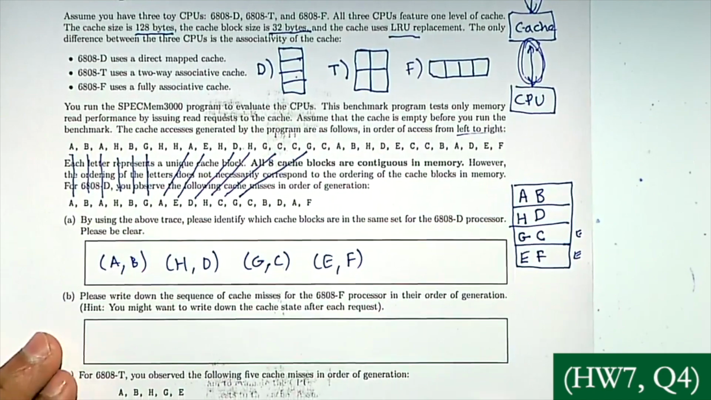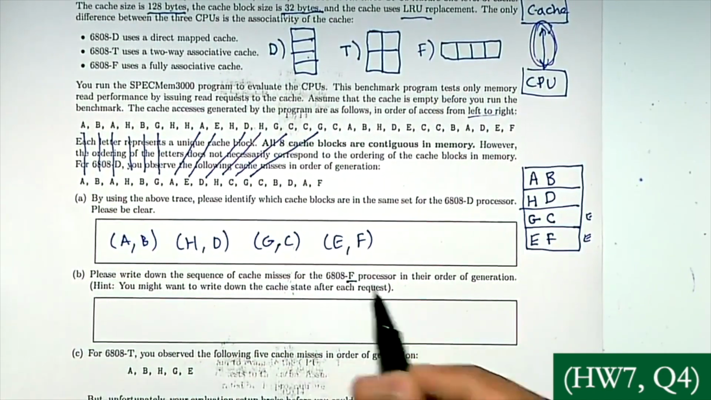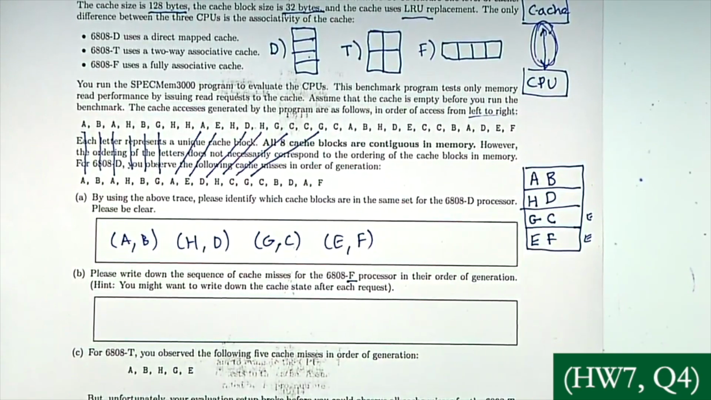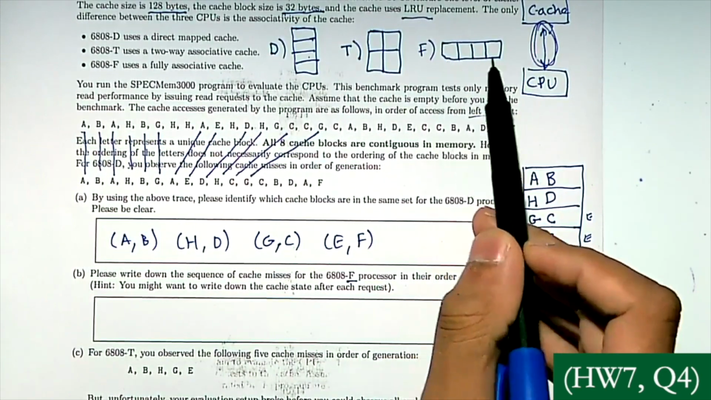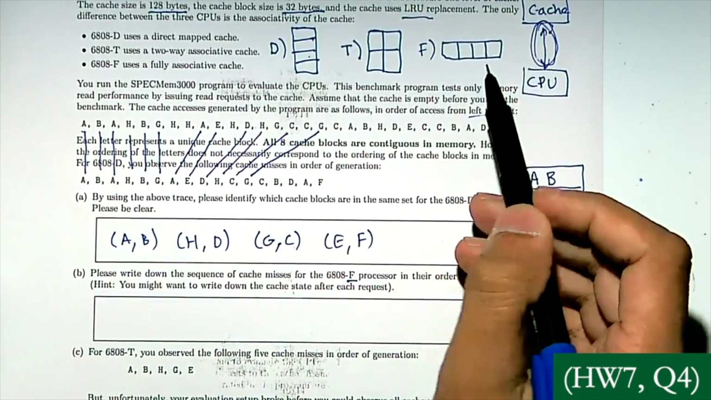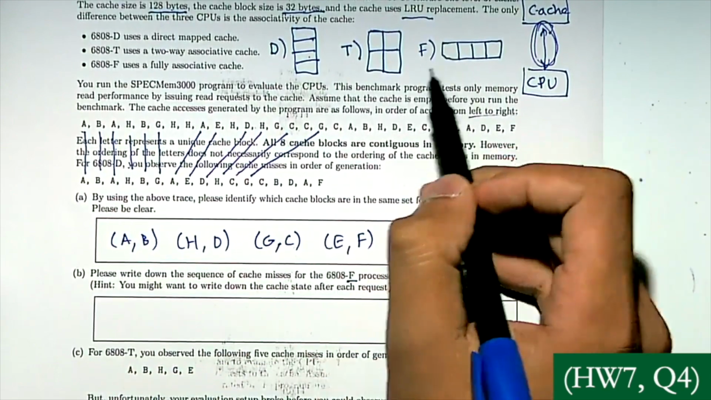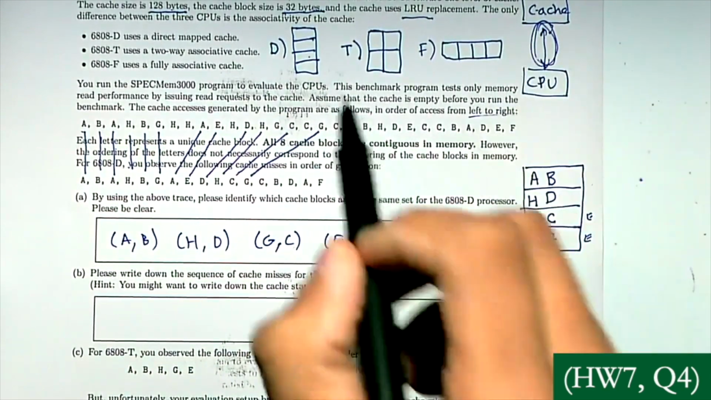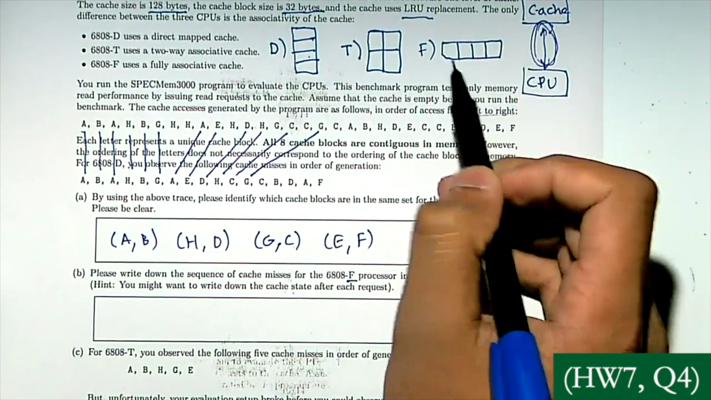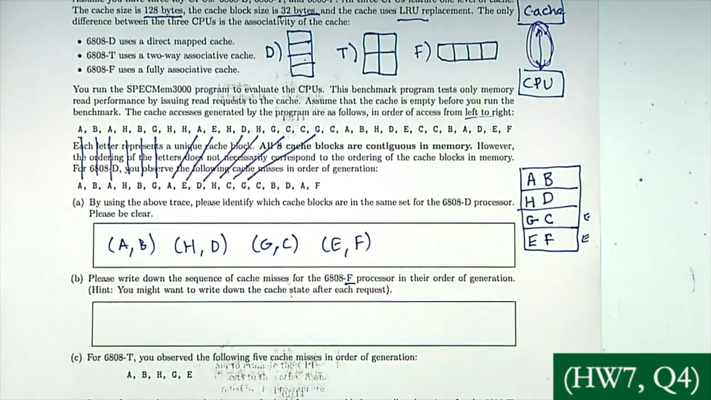Okay. So part B asks us to write down the sequence of cache misses for the F processor in order of generation. F is our fully associative processor, and our fully associative cache. We know that in the fully associative cache, every single one of these cache blocks will map to the only set there is, but it can occupy any of these positions. And we're also told that the cache uses an LRU replacement policy, right? So we know which ones get evicted when an eviction occurs.